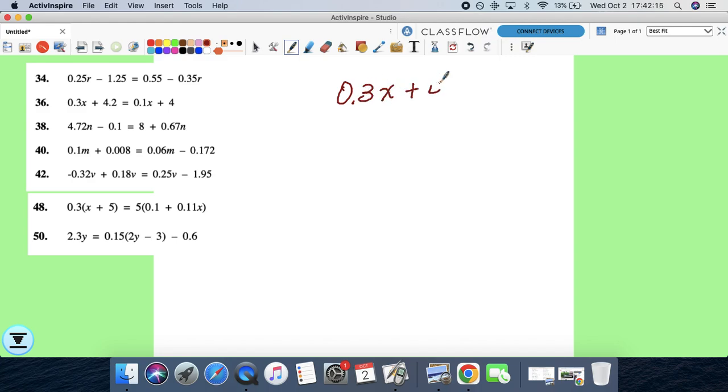0.3x plus 4.2 equals 0.1x plus 4. Okay, so these are easy. First of all, let's look at the decimal place values. Each coefficient and constant has 1 decimal place. Oh, except for this guy, except for the 4. So the first thing, so there's 1 decimal place, right? So let me write decimal place. So the numbers have 1 decimal place. And if they have 1 decimal place, what am I going to multiply both sides by? Multiply everybody by 10. And that's what we're going to do.